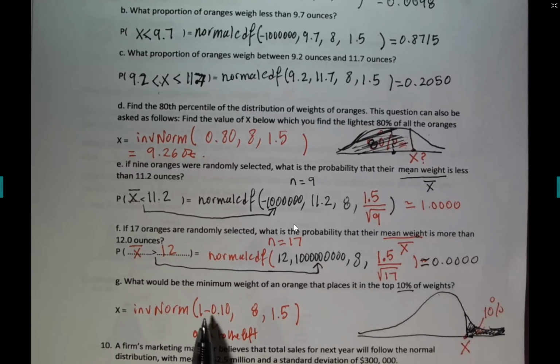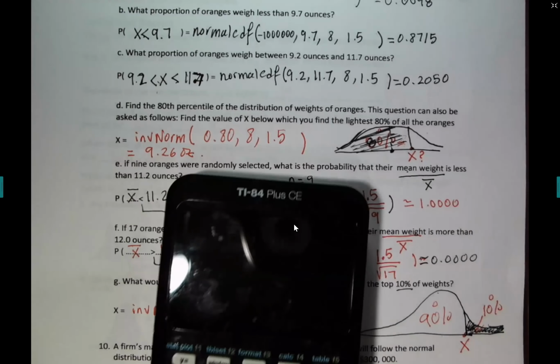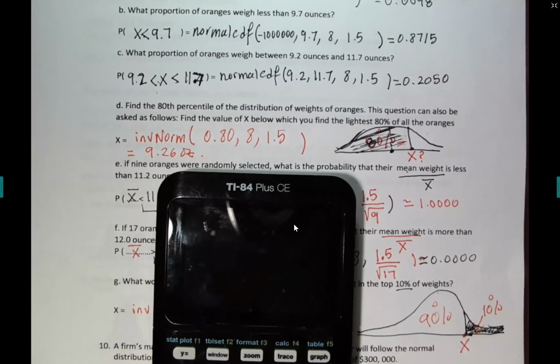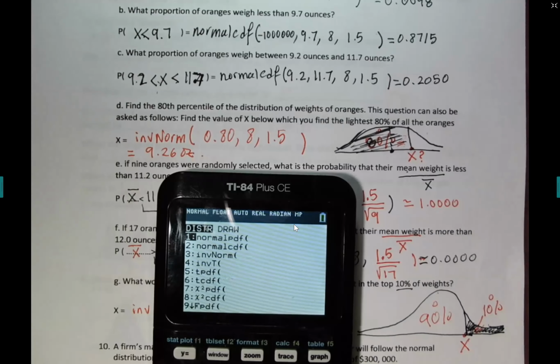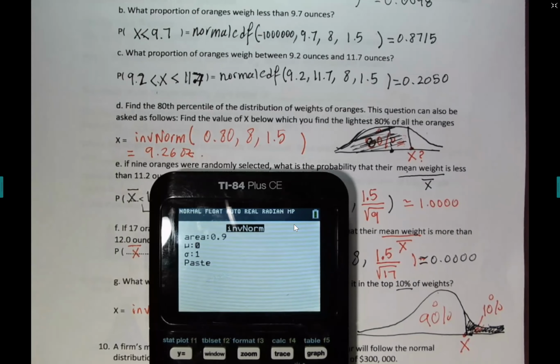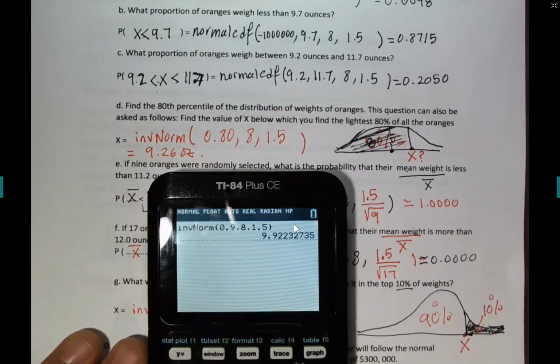Now, if some students are wondering why we did 90% instead of 10%, 10%, guys, is the area to the right of my target, but the calculator wants the area to the left, and this is 90%. Or 0.9, that's why we put 1 minus 0.1, 8 and 1.5. If you don't do the 1 minus, you will get an answer that you should know is wrong, and I'm going to show you why. How do you know if this answer is wrong? So inverse norm, 0.9, mean is 8, standard deviation is 1.5, paste, 9.92.